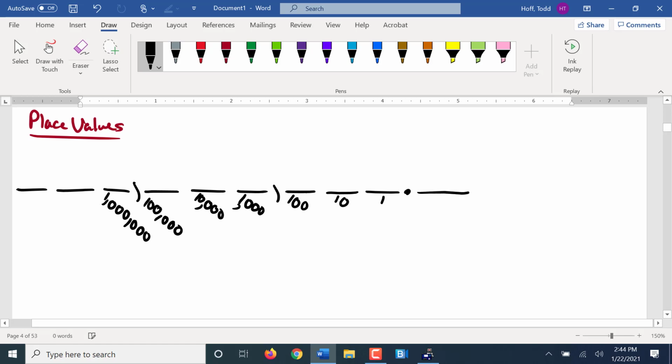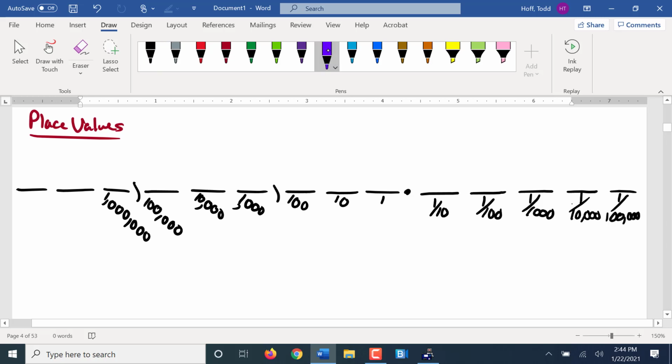Going the other way, of course, maybe a little shorter. Well, this is the tenths, hundredths, thousandths, 10,000ths, and 100,000ths, and it keeps going. Millions, 10 millions, and so on.